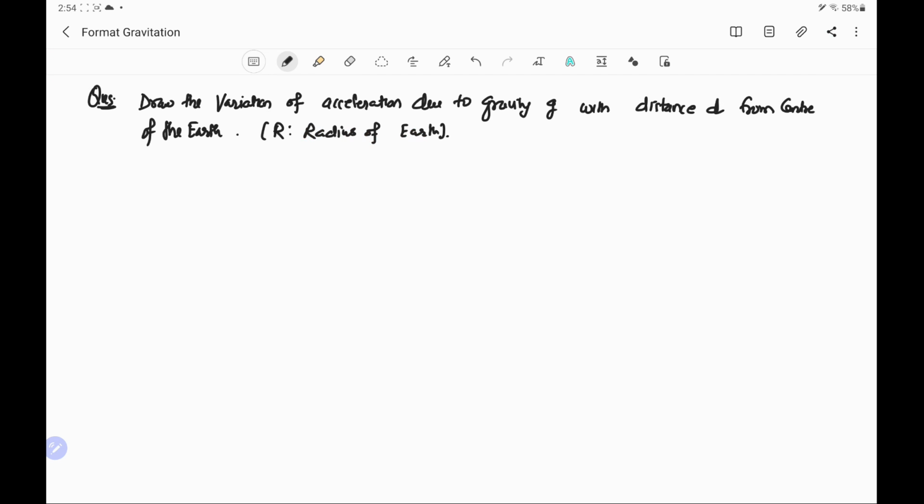Let's do some problems. The first problem is: draw the variation of acceleration due to gravity with distance d from the center of Earth. This is the Earth and it is the center.